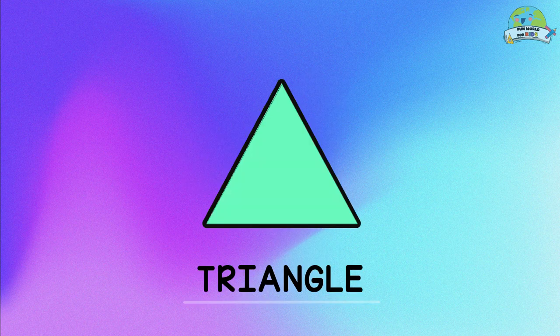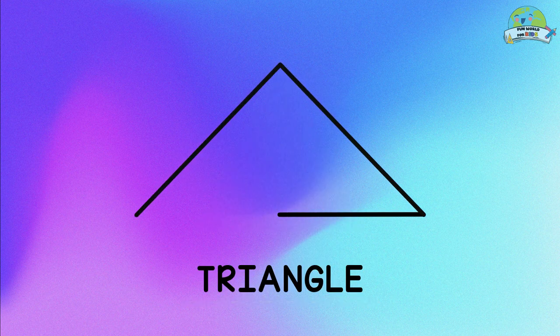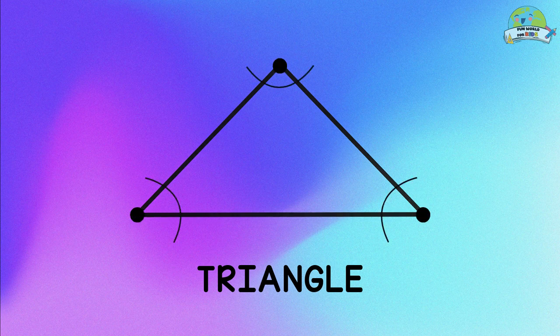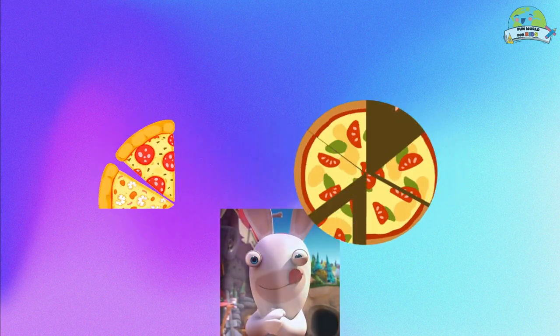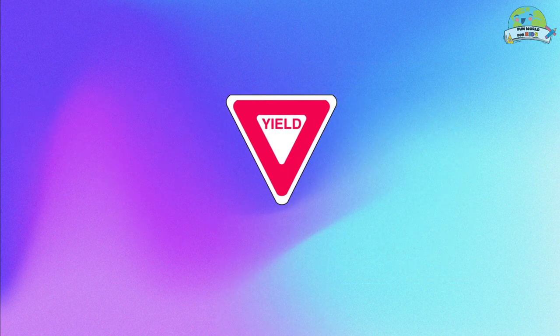Triangle. Triangle is a polygon that has three sides, three internal angles, and three vertices. Like this slice of delicious pizza. Or like this traffic sign.